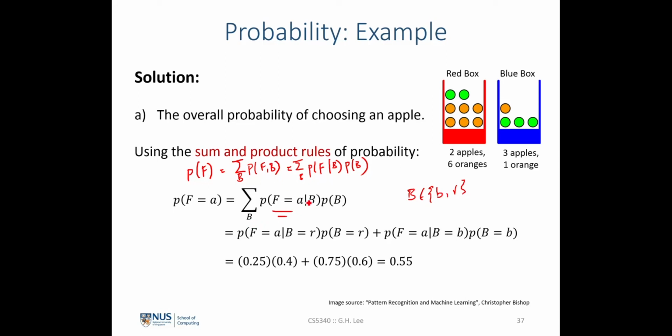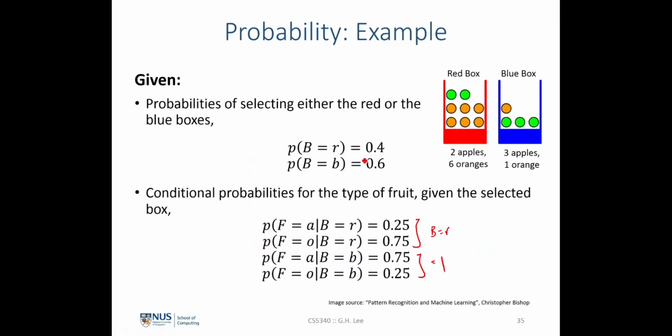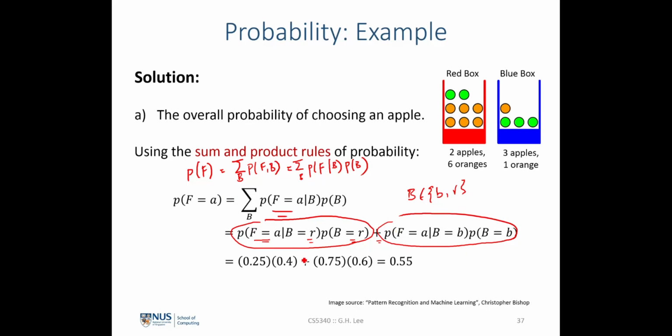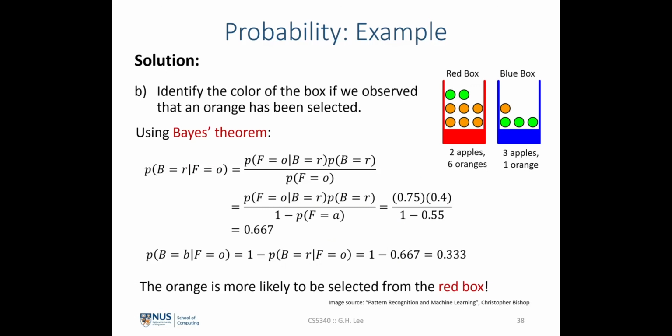We can see that since F is already equal to A, we will write this down over here. So the first term in the summation consists of the case where the box equals the red color. And the second term consists of the case where the box equals the blue color. All these probabilities can already be found here, which are the conditional probabilities that we were given earlier on. We can simply plug in the values into the individual conditional probabilities and marginal probabilities, and we find that the probability that the fruit chosen is an apple is 0.55.